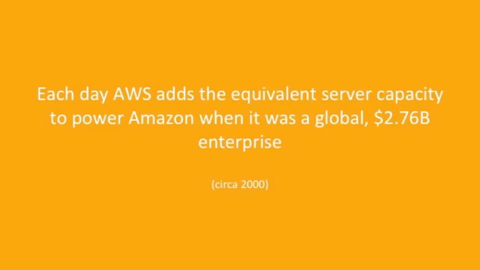The scale at which AWS operates is significant. This is a statistic that each day Amazon Web Services adds the equivalent server capacity that would power Amazon.com when it was a global $2.7 billion enterprise. Each day, that amount of compute, storage, networking capacity is provisioned in the AWS cloud on a global basis.